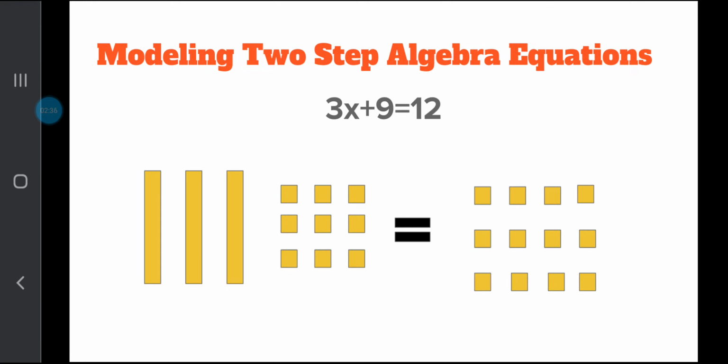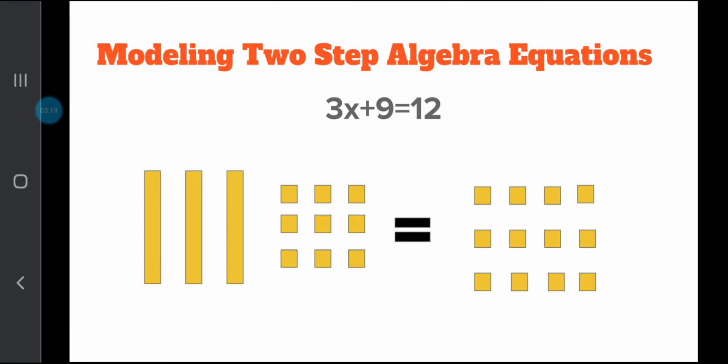Alright, so I'm going to show you a model of how we can learn to solve two-step algebra equations. If you remember, in the past we've used rods to signify our x, and we've used the cubes to signify our single digits or double digits, just our constants. There we go. So this equation is 3x plus 9 equals 12. So we have 3 rods on the left, 9 cubes on the left, and 12 cubes on the right. If we remember, we always want to isolate our x. That's how we're going to solve these equations.